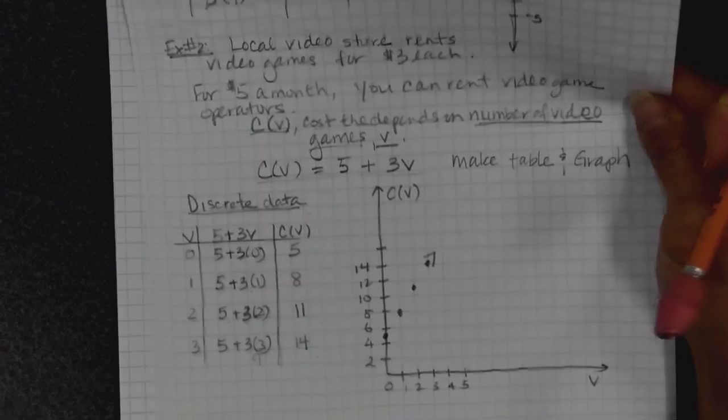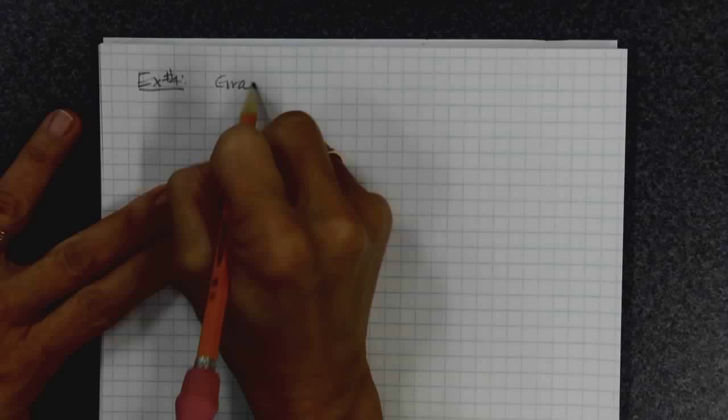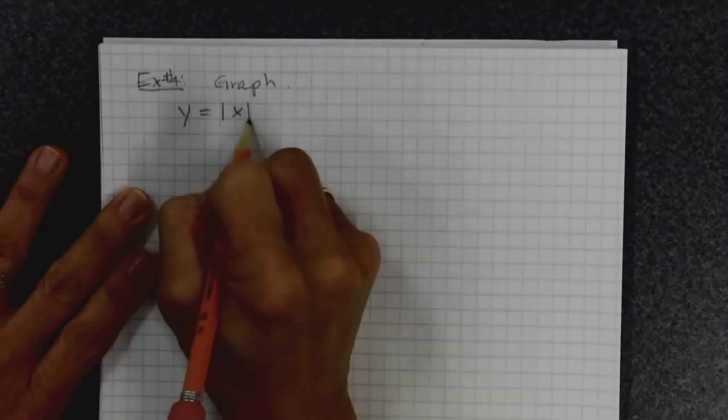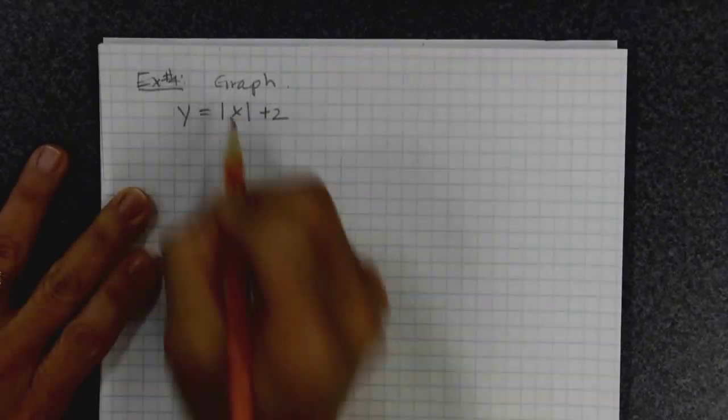Now the next example, we'll be graphing different types of functions, which you have to know how to do. So in example number 4, I want you to graph y equals absolute value of x plus 2.